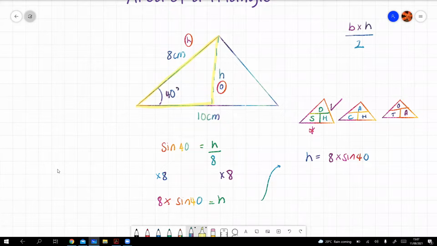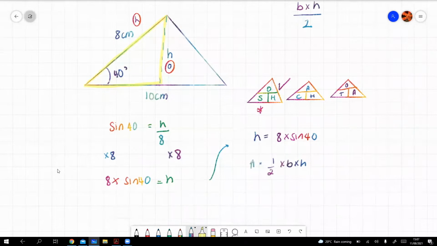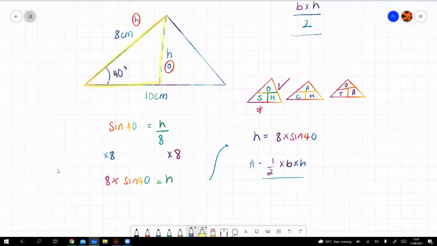Now we know that the area of a triangle is half, well, base times height divided by 2. So I'm just going to write that out there. So area is a half times base times height, or you could do base times height divided by 2. It's exactly the same thing, just written a different way. So I'm going to have area is a half. Well, I know what the base is. The base is 10, times 8 times sine 40.